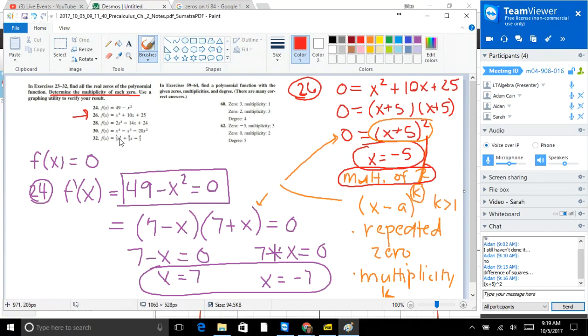Okay, so when I graph it, how many times is it going to hit the x-axis? It's only going to hit it one time, right? But that root is valid twice. It's a repeated 0. It's repeated twice. Does that make sense?